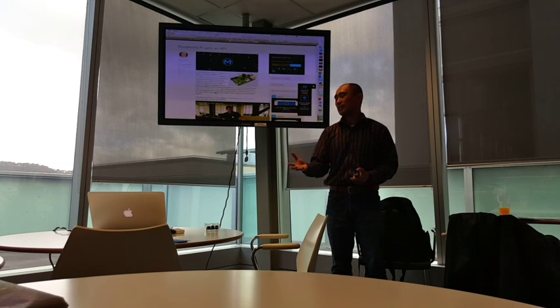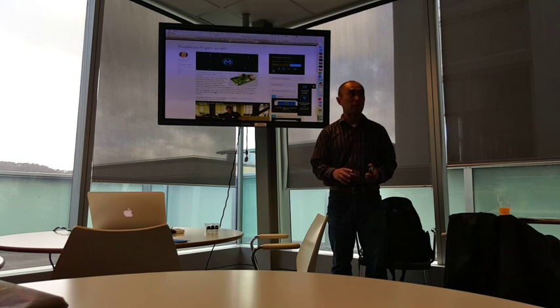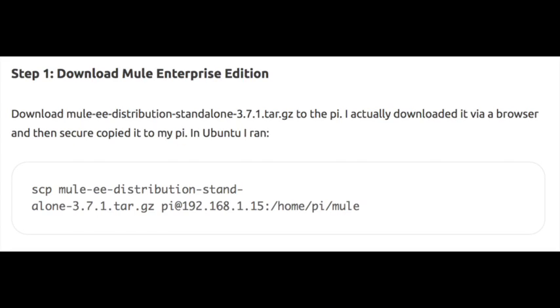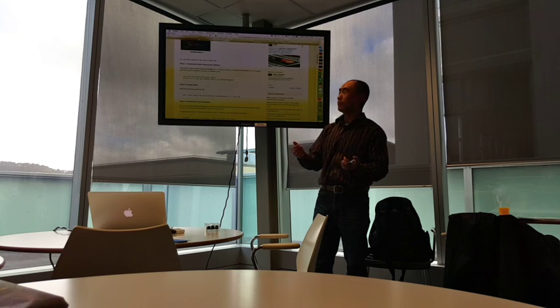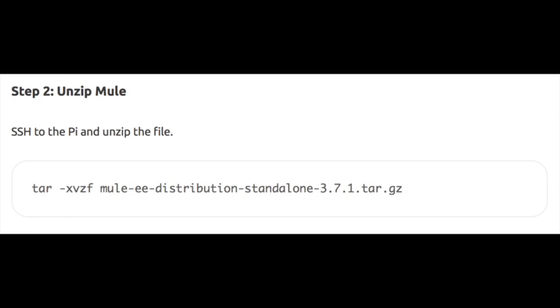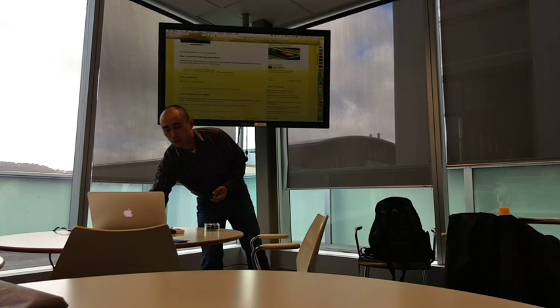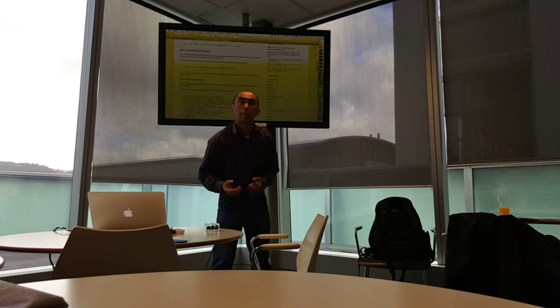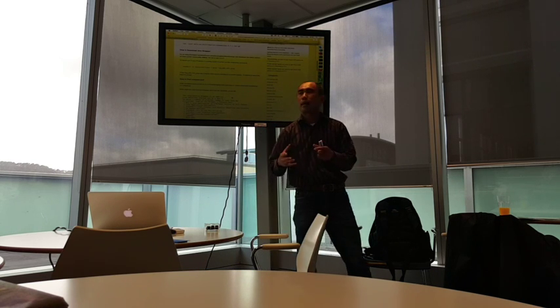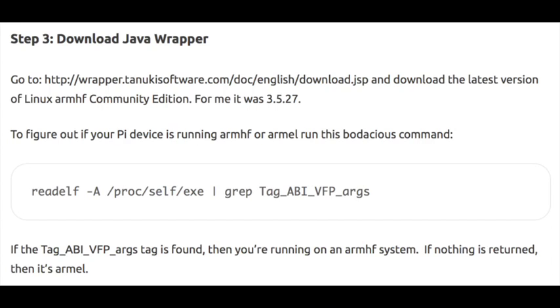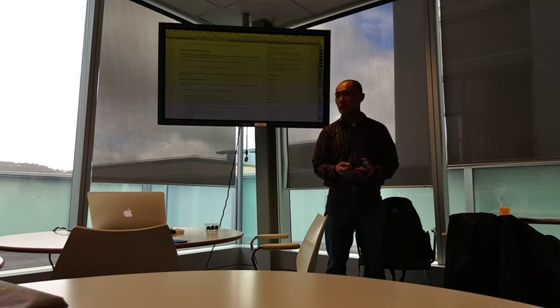So what I did instead was download Mule ESB. Step one was obviously to download Mule itself. That was easy. Step 2, I had to unzip the file and load it onto the Pi device. Now step number 3 was the tricky part, because I needed to download a Java service wrapper to actually get Mule ESB to communicate with the Raspberry Pi itself. So that took a bit of searching, a bit of trial and error to get it working.